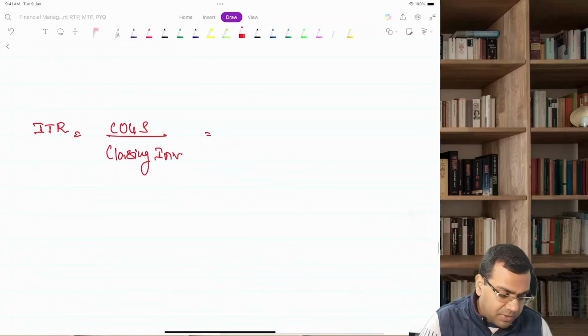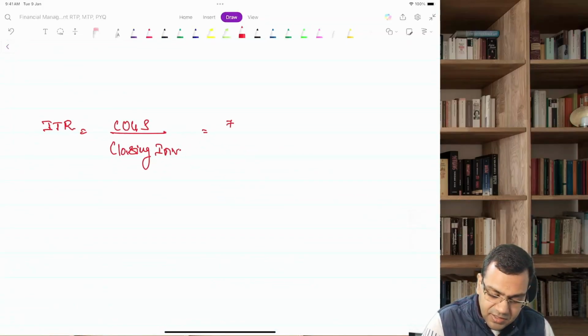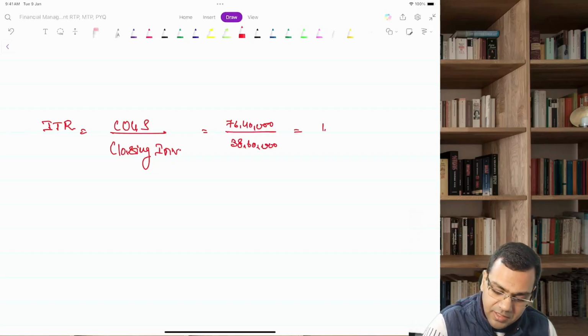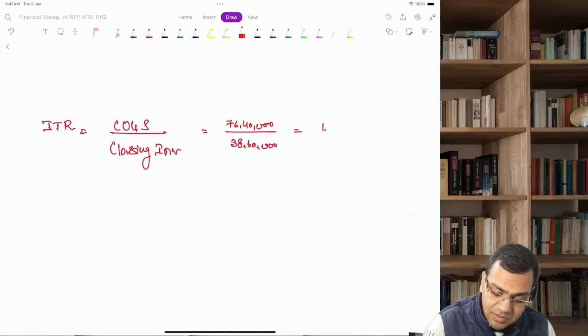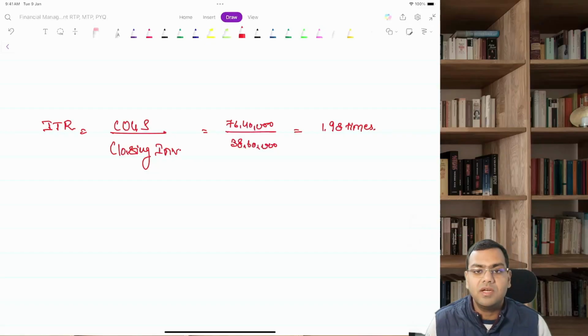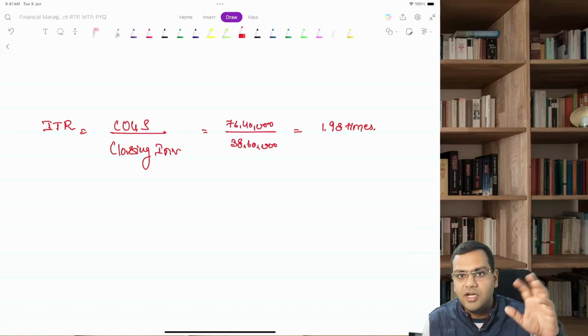So ITR will be what? COGS of 76 lakh 40,000 divided by closing inventory of 38 lakh 60,000. So this ITR will be 1 point, how much? 98 times. Let me check. 76 lakh 40,000 divided by 38 lakh 60,000. That comes to 1.98 times. That in the whole year you convert your inventory almost 2 times.